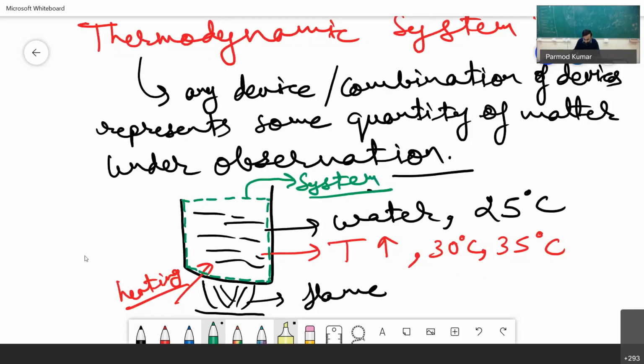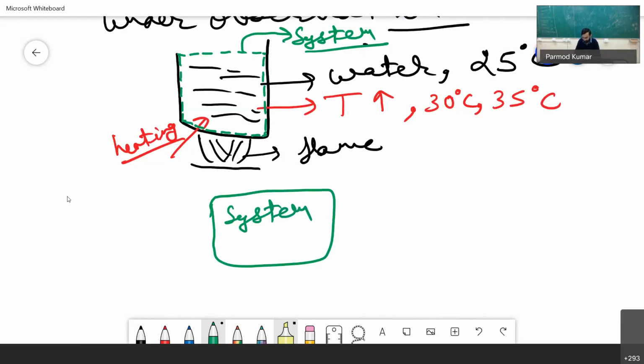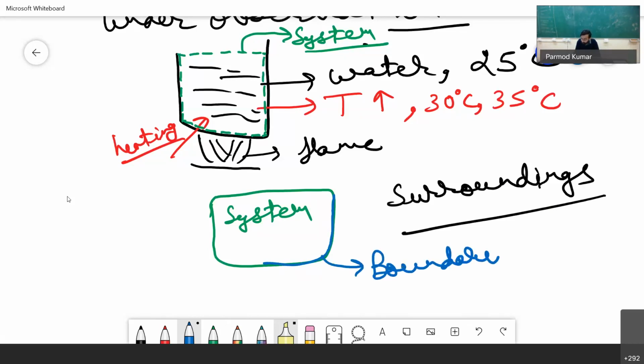Okay, so this is the overall idea, that anything which we have under observation, that particular thing we call our system. And anything which is outside this system is known as the surroundings to this system. Okay, and we have one boundary in between the system and surroundings. The demarcation in between the system and surroundings is represented by one hypothetical boundary, so that we call the boundary.